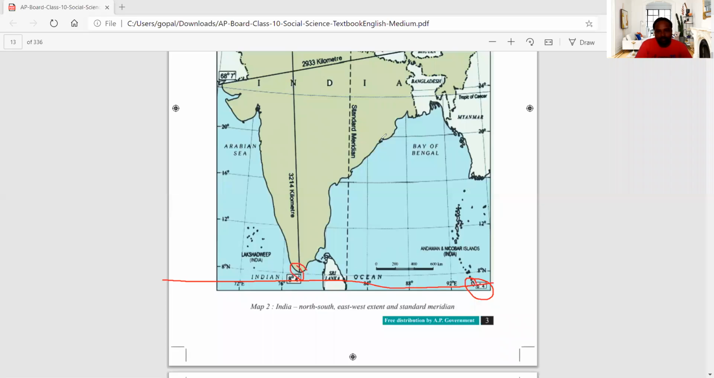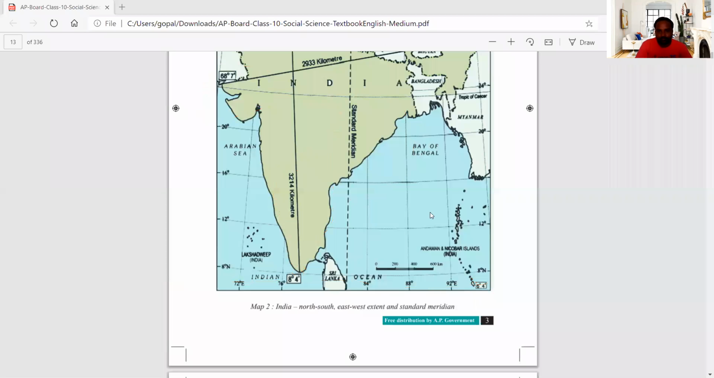Okay, so I hope you have understood this one. So 3200 kilometers and the standard meridian. Next, 68 degrees 7 minutes east. Just remember this one, longitude, sorry. And next, okay, see here, that is about this one.